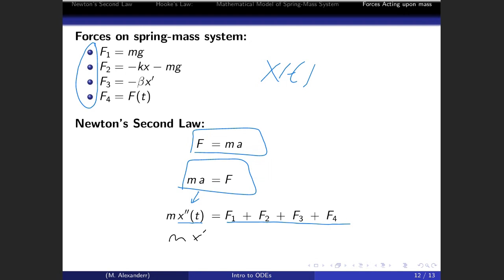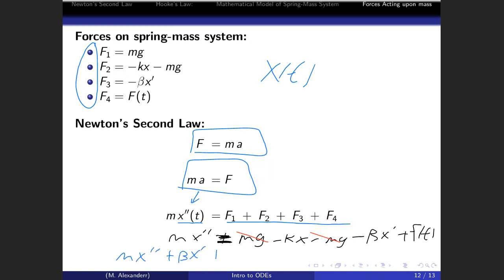So we're going to have mx double prime equal to F1, which is mg, F2, which is negative kx minus mg, F3, which is negative beta x prime, and then the last one is plus f of t. So now what cancels out? Notice that the mg cancels out, so the mg minus mg goes away. And now I'm going to move a few things here and there, and so the equation that we get is mx double prime plus beta x prime plus kx is equal to f of t.